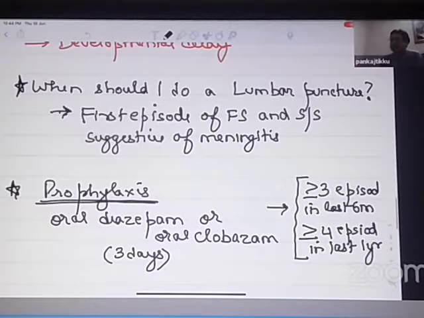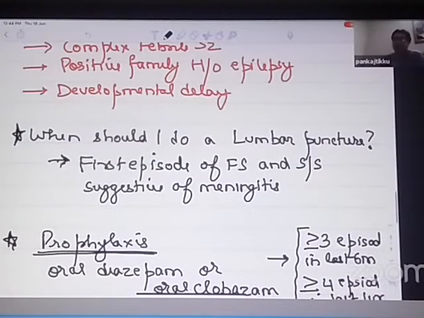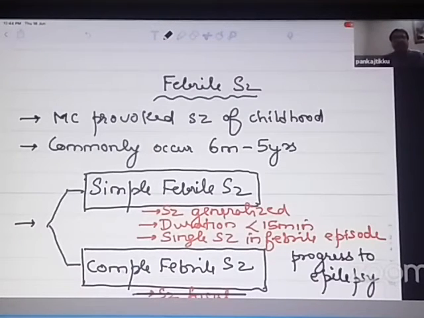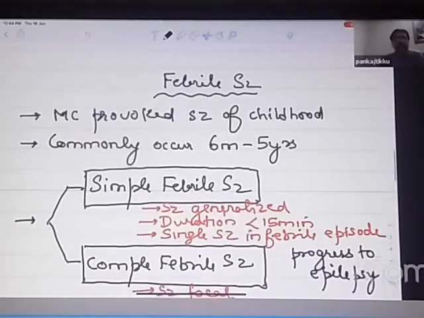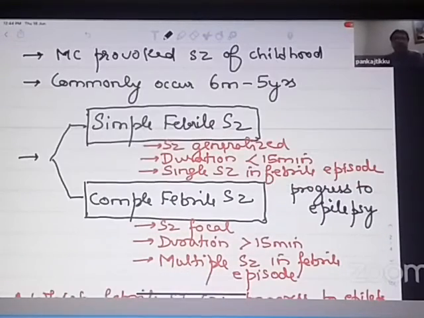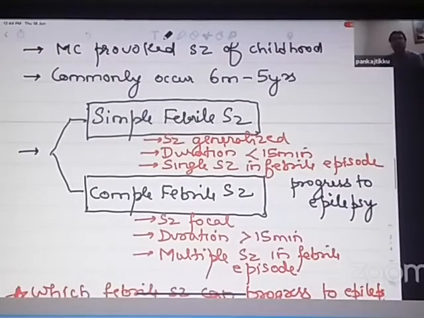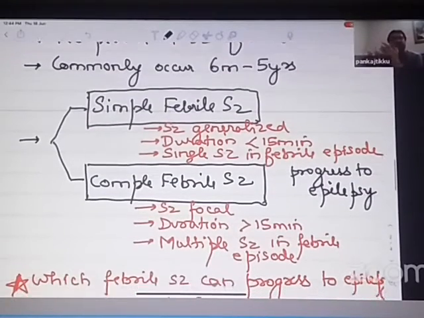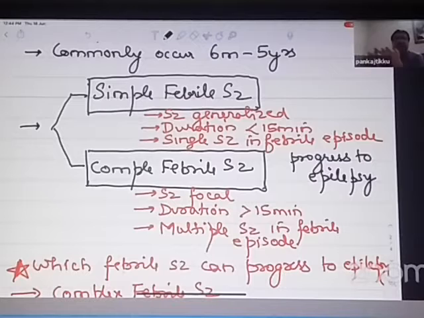So let me quickly repeat febrile seizures and then we'll take a break. Febrile seizures are the most common provoked seizures of childhood, and they commonly occur in children between 6 months to 5 years of age. Febrile seizures are divided into simple and complex febrile seizures. So all seizures which are generalized, all seizures with duration less than 15 minutes, all seizures with a single seizure in the whole febrile episode, and in the past it was said all seizures which are not associated with a neurological defect, they were simple febrile seizures.